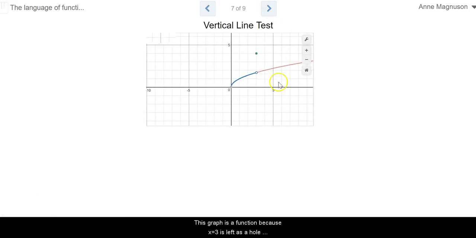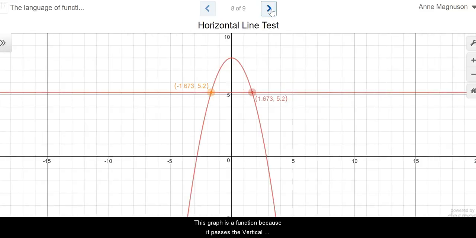This graph is a function because x equals 3 is left as a hole on the graph of the curve. The vertical line x equals 3 would only intersect this graph at one point, 3, 4. This passes the vertical line test. This graph is a function because it passes the vertical line test.